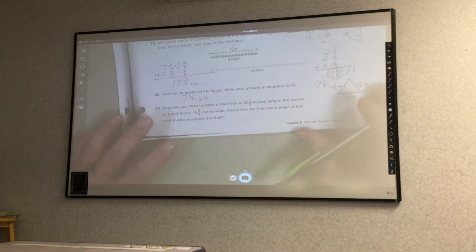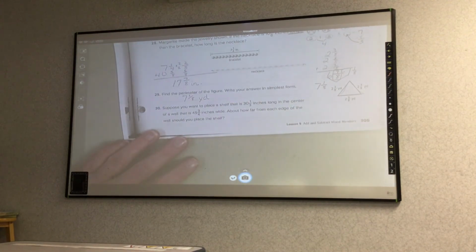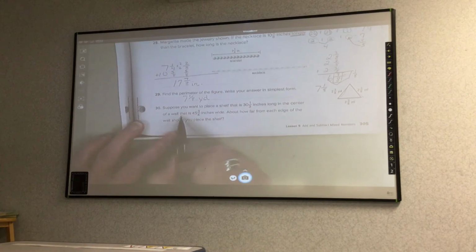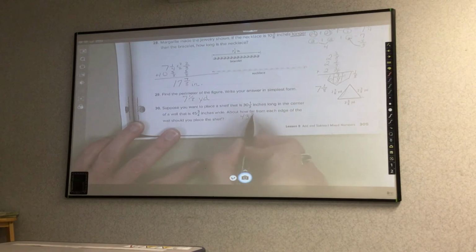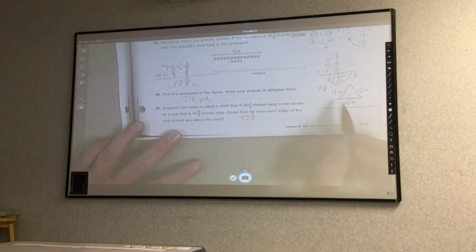Suppose you want to place a shelf that is 30 1/3 inches long in the center of a wall that is 43 3/4 inches wide. About how far from each edge of the wall should you place the shelf? So if my wall is 43 3/4, let me just draw a picture quick. Here's my wall, okay? And then I want my shelf to be in the center, and the shelf is going to be 30 1/3. We've had problems like this on our bell work.